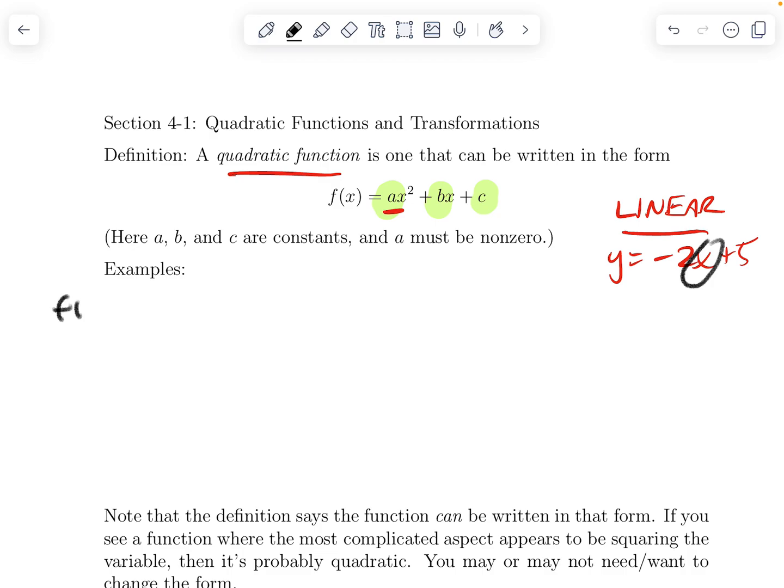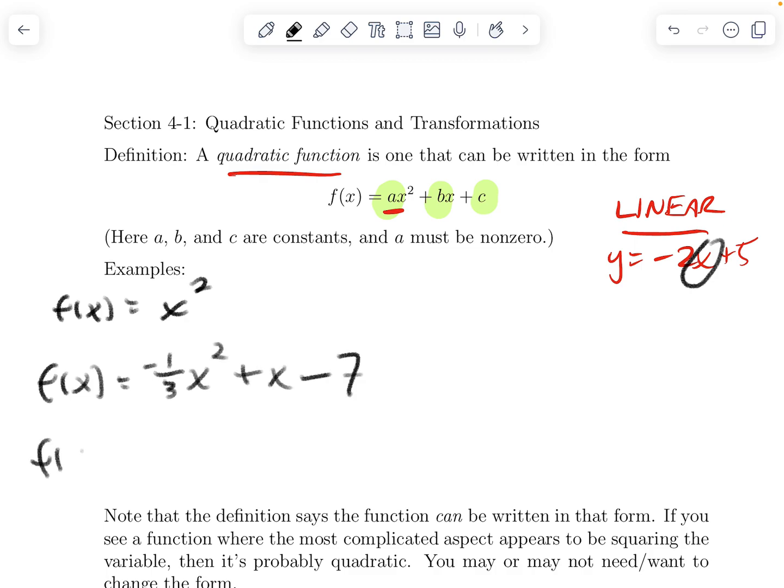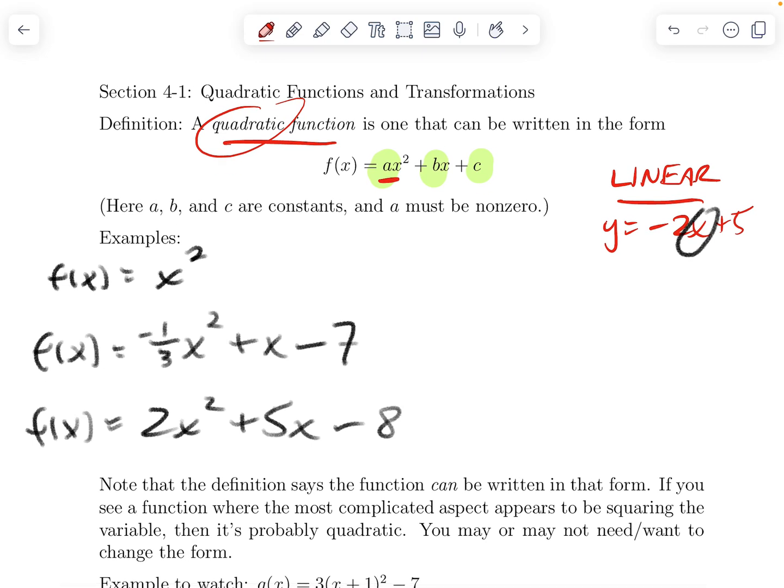So we could have something as simple as f of x equals x squared, f of x equals negative 1/3 x squared plus x minus 7, f of x equals 2x squared plus 5x minus 8. Anything where the most complicated thing you see is x squared, along with maybe x showing up and maybe a number, and then the rest is just add, subtract, multiply, divide. That's a quadratic function. And not always do they occur like this. This is what's often called standard form.